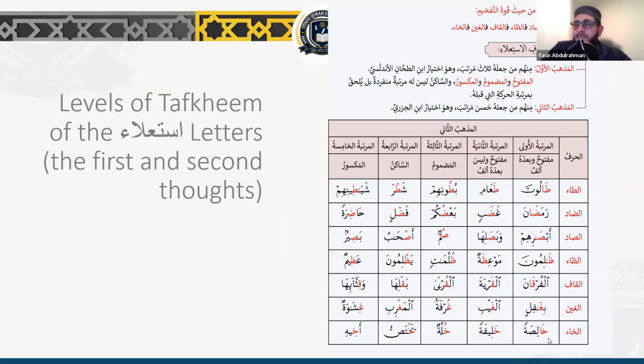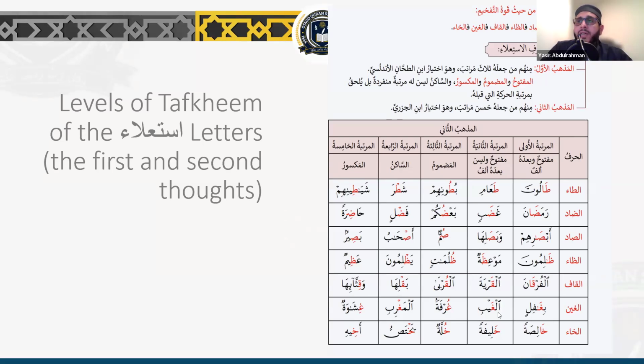Let's take the kha. خالصة، خليفة، خلة، يختص، أخيه. You see the kha? But some people say khalifa with a lowered kha. That's wrong, right? The kha with the fatha, that's the second level of istila. So that's why you have to say khalifa, not with a light kha, and khalisah the same way.